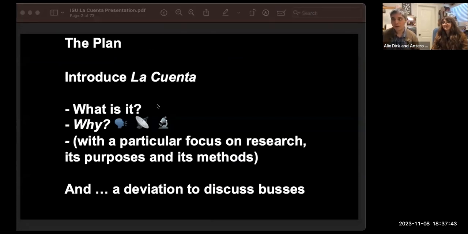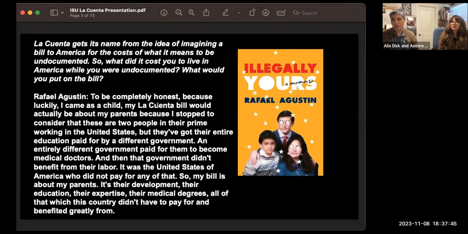In order to talk about why La Cuenta and what we mean by it, I'm going to read a lengthy excerpt from an interview we had recently. Last month we talked with Rafael Agustin. He's a writer for Jane the Virgin. He's been deeply involved with the Writers Guild strike when that was still happening. And he wrote a book, Illegally Yours, which is a memoir. We actually crossed paths when we were both baby undergrads a long time ago at UCLA.